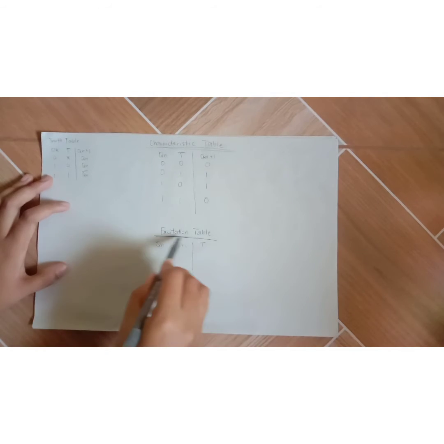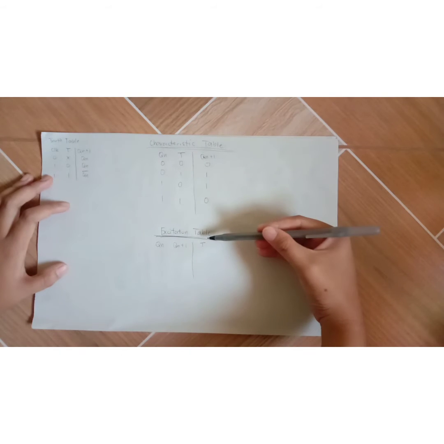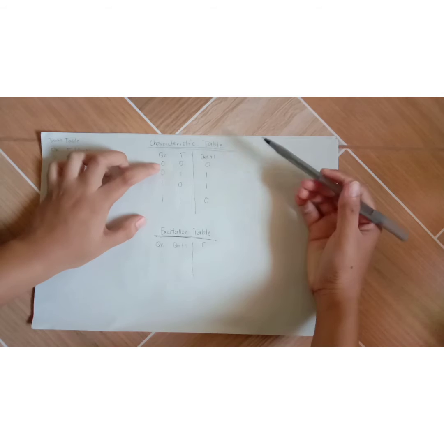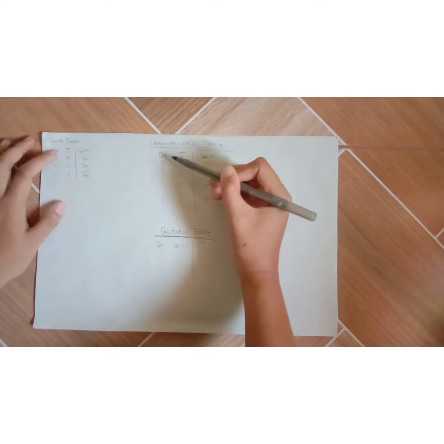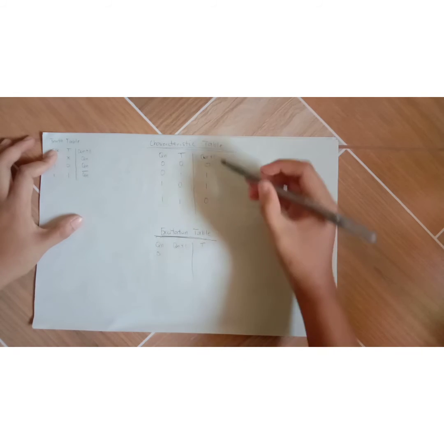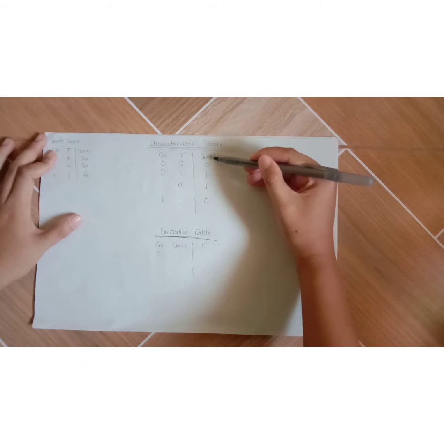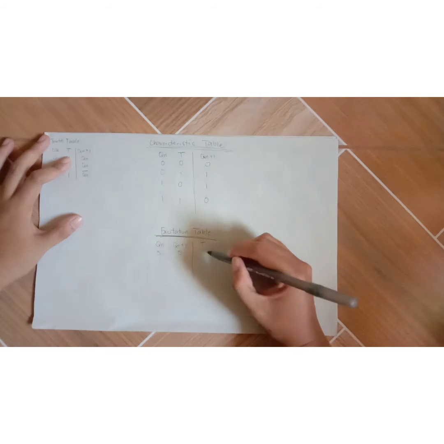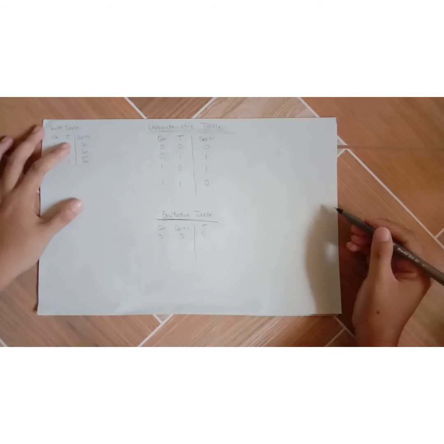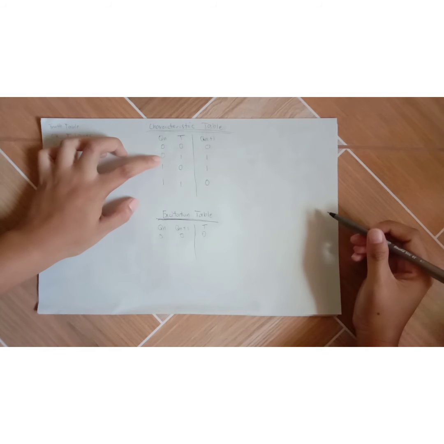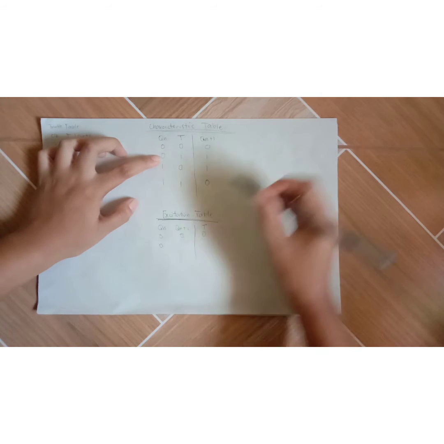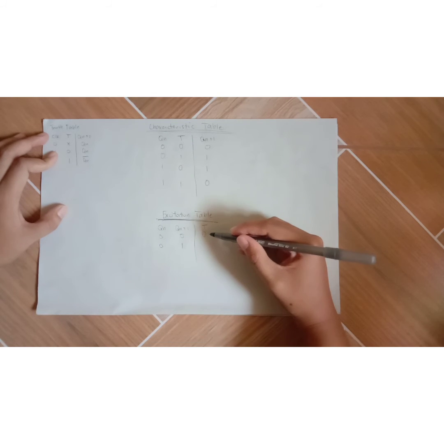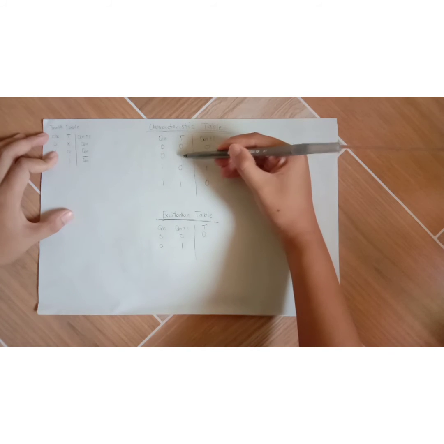Let's proceed with the excitation table. Excitation table is derived from the characteristic table. If Qn is equals to 0, Qn plus 1 is equals to 0, then T is equals to 0. If our Qn is equals to 0, and then our Qn plus 1 is equals to 1, then our T is equals to 1.